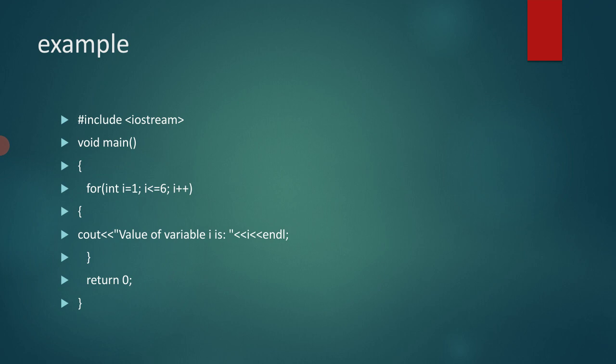So this will print the values 1, 2, 3, 4, 5, 6. When the value of i becomes 6, it will check 6 <= 6, condition true, and it will increment the value of i to 7. If i = 7, 7 <= 6, no, the condition becomes false, then it will exit from the loop and it will not print the number 7. So it will print the numbers up to 6. So this is how the for loop works.